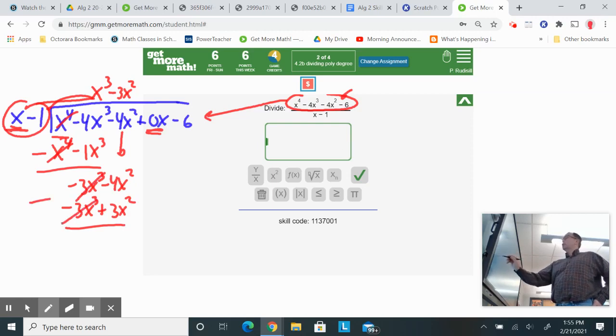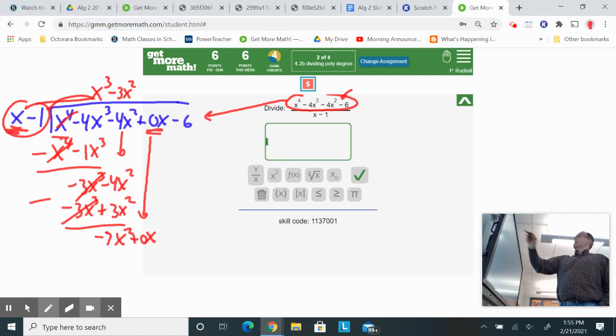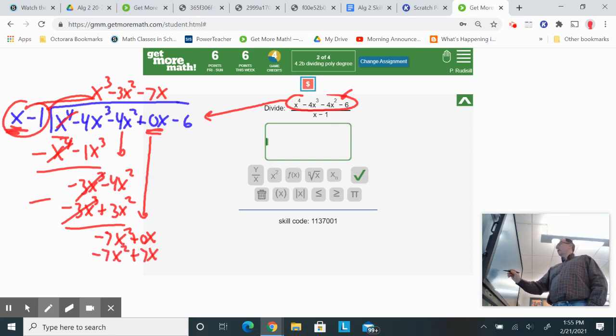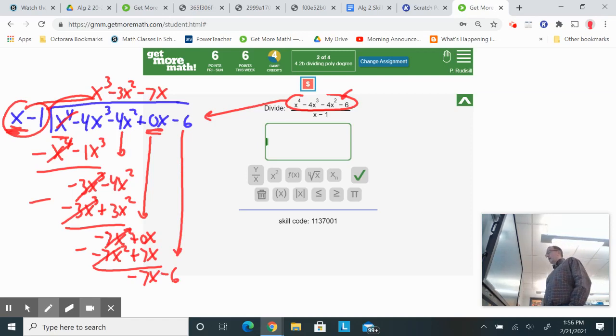So when I subtract, the x cubes will eliminate. But what's negative 4x squared minus negative 7x squared? Bring down the x term, which was a placeholder, 0x. What times x gives me negative 7x squared? That would be negative 7x, so minus 7x. Times negative 1 is positive 7x. And I get negative 7x squared. Subtract, x squareds are gone. 0x minus 7x gives me negative 7x. And bring down the minus 6.